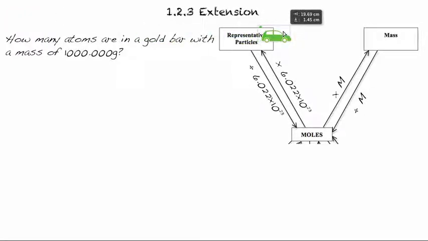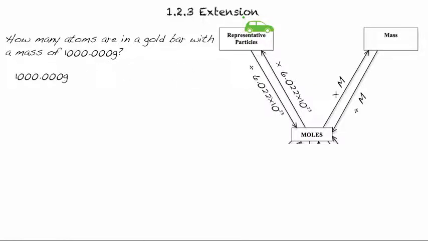In this question, they've given us the mass, so we're starting with mass. And they want to know how many atoms, which are our representative particles. The way this map works is you start here and you need to get over there, so you have to follow the map. First we're going to take the mass and divide it by the molar mass to get moles. Then we're going to multiply by Avogadro's number to get the representative particles. And that's how we're going to do this.